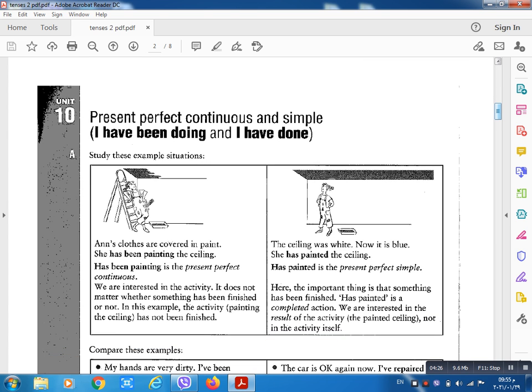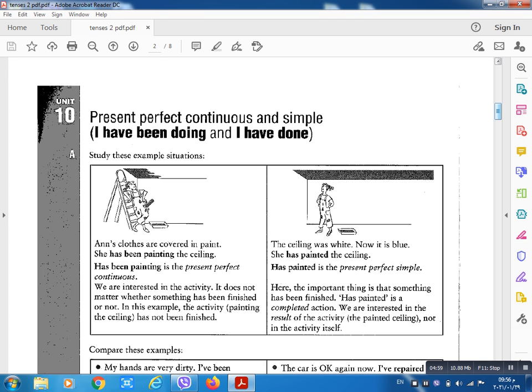Now, Unit 10, dear students, focuses on a very important comparison to answer a very important question: what is the difference between the present perfect continuous and the present perfect simple? In what sense, for example, do I use the present perfect simple to talk about an action that started in the past, finished in the past, and has a connection with now?